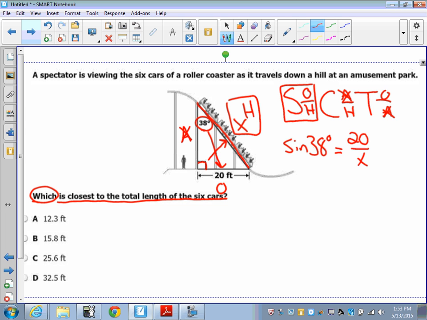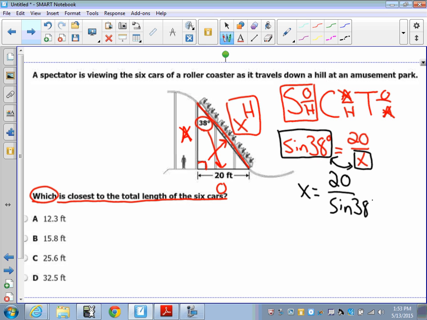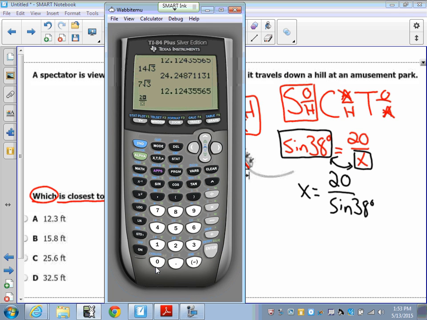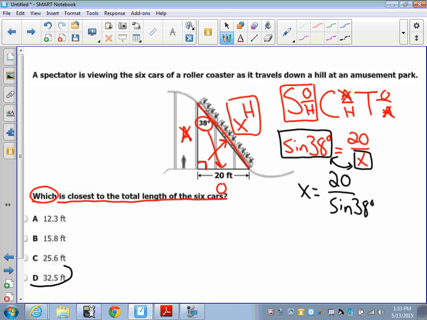So in our other problems where we were using Sohcahtoa, x was in the numerator. This time it's in the denominator. So the trick that I told you to remember was denominator divide. We're going to switch these two around. So x is going to be equal to 20 divided by the sine of 38 degrees. So I'm going to use alpha, y equals enter, 20 divided by the sine of 38. So my answer is going to be 32.48. That's closest to 32.5.